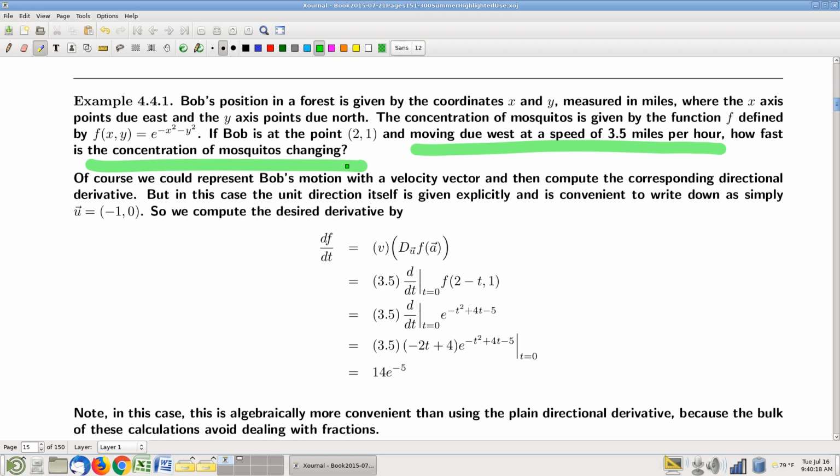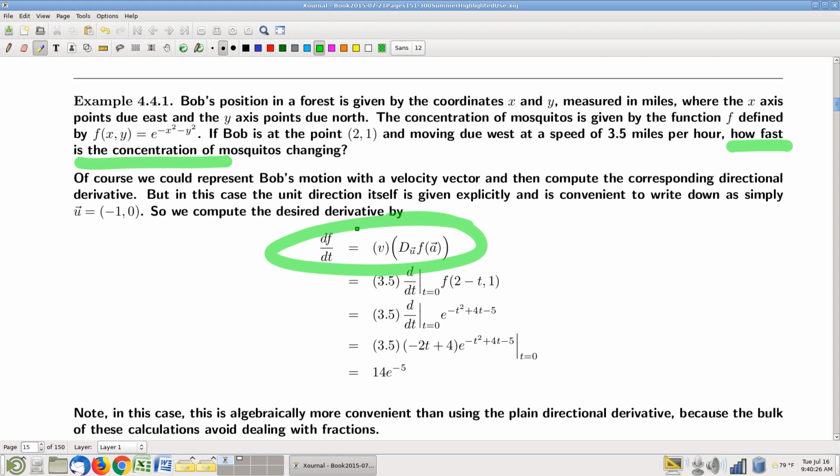Now, the answer to this question is pretty straightforward. We want to know the rate of change of a function. That is a directional derivative. So right off the bat, we know what we want to compute is a directional derivative. I, however, am going to compute this with a unit directional derivative. So specifically, the directional derivative I'm going to compute as speed times unit directional derivative. Now, why would I do such a thing?